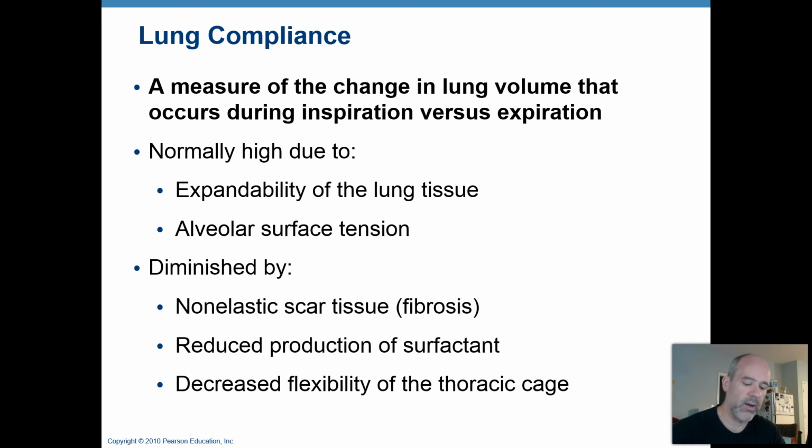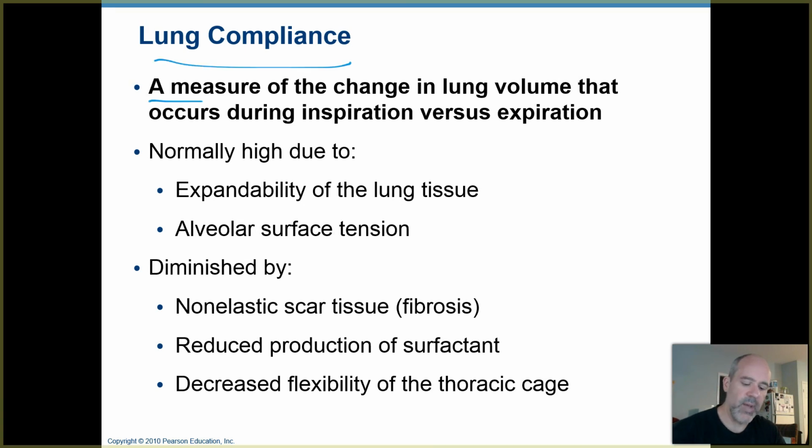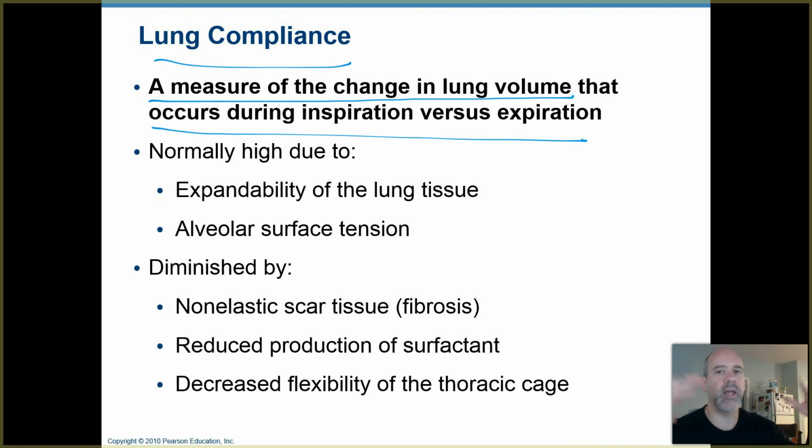All right, lung compliance. How compliant are your lungs? This is a measure of the change in lung volume that occurs during inspiration versus expiration. How well can you inflate and deflate your lungs? That's going to impact, it's just kind of common sense, the better you can inflate your lungs and the better you can deflate your lungs, the better ventilation you're going to have.